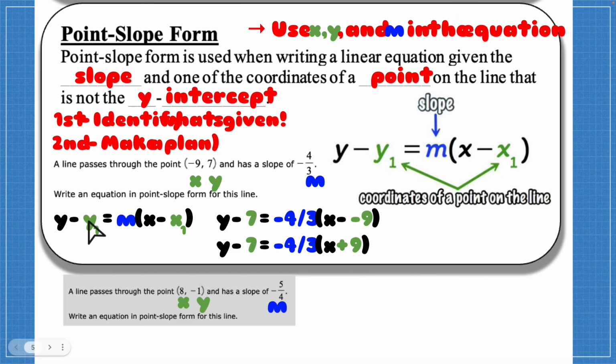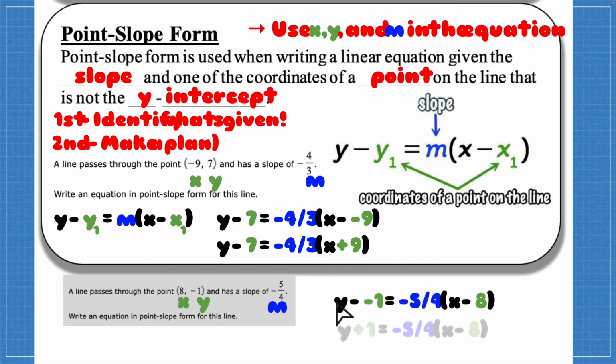We still need an x and a y in our equation because there are infinitely many coordinates within this line, and we need to be able to plug in any possibility of x and find out what y is, or plug in any possibility of y and find out what x will be. So we're just going to change these up. I have y minus y1 equals m, which is -5/4, times x minus x1.